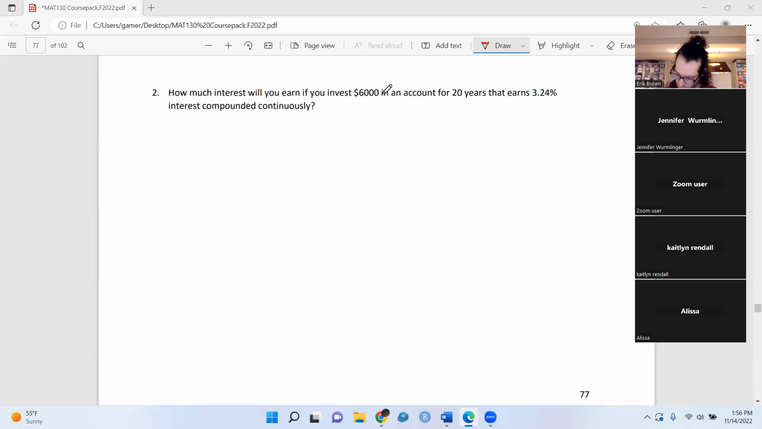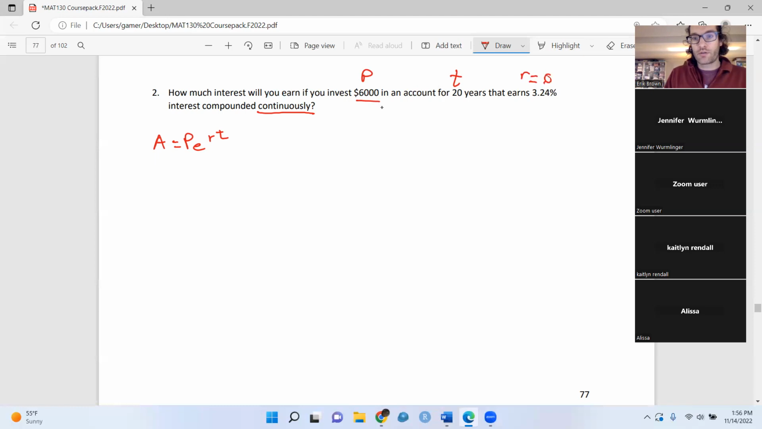Okay, how are we doing? What formula did you all use for this one? And how did you know? I used the same. Excellent, y'all. Because of this, we're going to do A equals P times E raised to the RT. Good. So 6,000 you noted was P, T was 20, R was 0.0324.